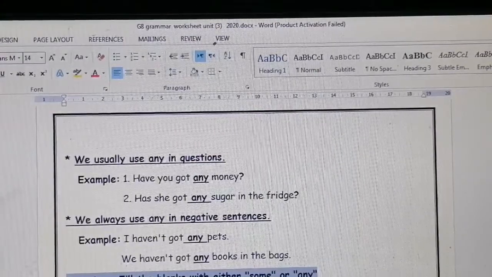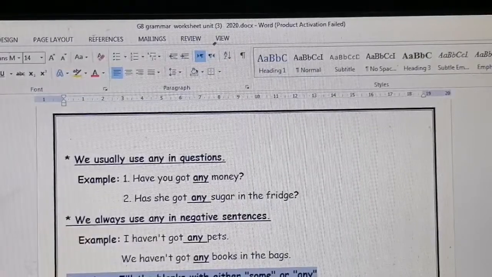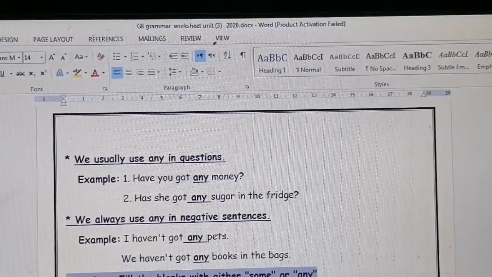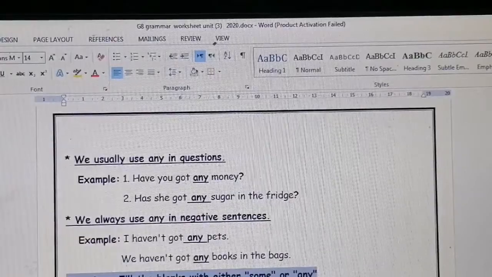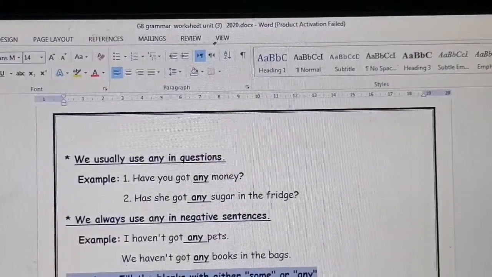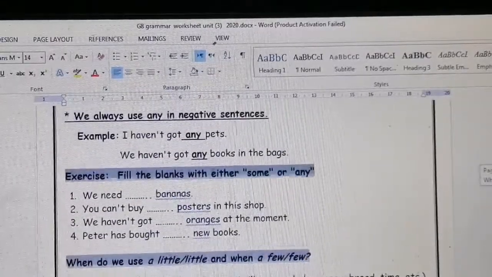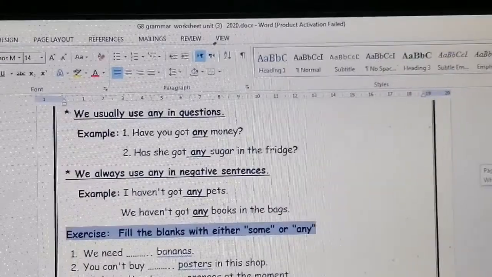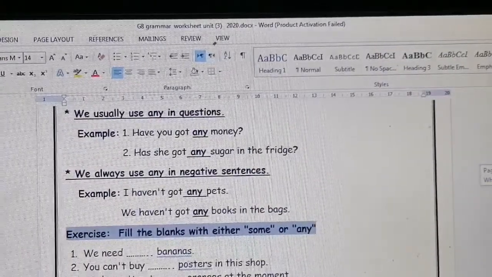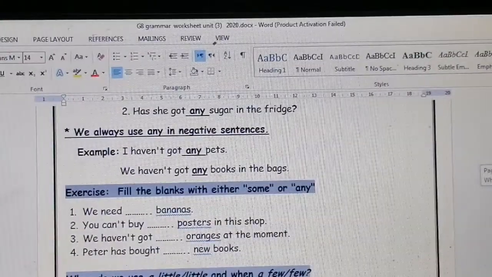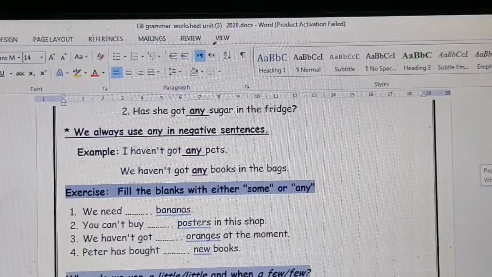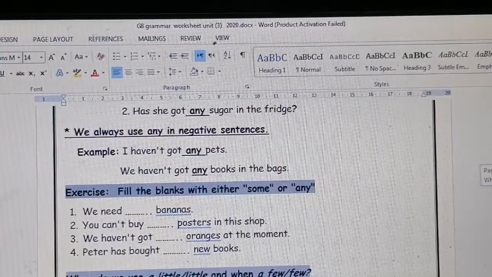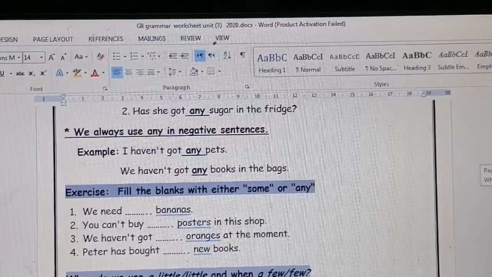Okay, now let's move to this: we always use any in negative sentences. Example: I haven't got any pets. Number two, has she got... we haven't got any books in the bags. Okay, exercise: fill in the blanks with either some or any.